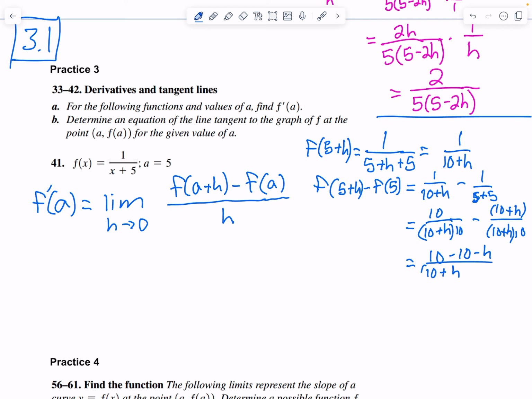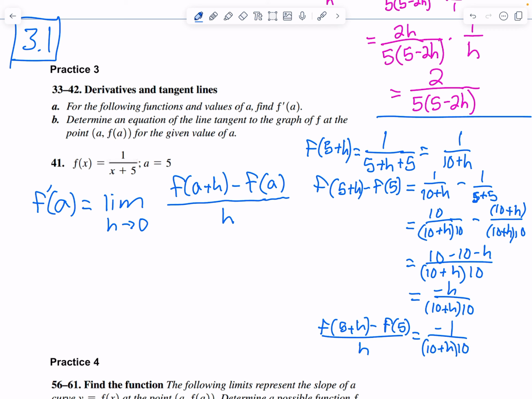all over 10 plus h times 10. Then we get 0 from the 10s, those are going to be gone, and we're left with minus h over, let's just leave that alone, and I'm not going to multiply it out until I know I have to. Then I would take that whole thing and divide by h. That's our last step there. You can see the h's are going to cancel out. So that's 10 plus h times 10 on the bottom, negative 1 on top. So that's what's going into my limit here.